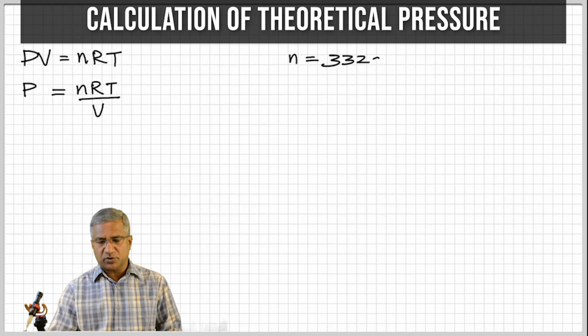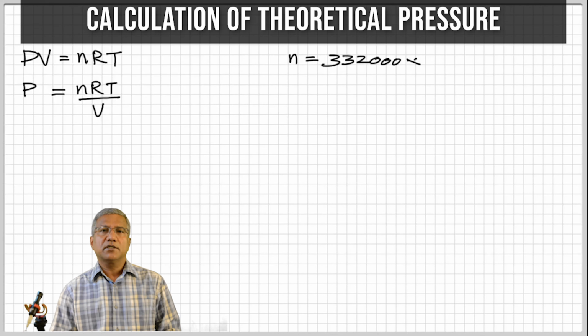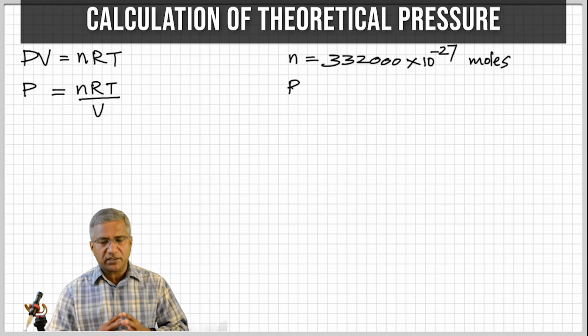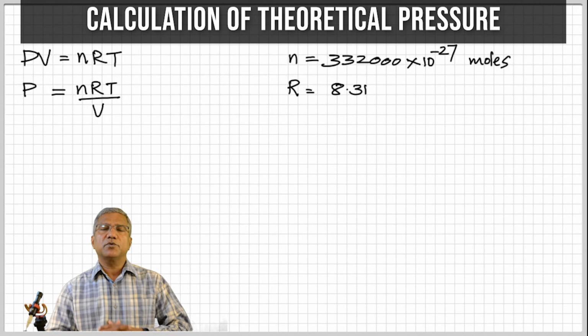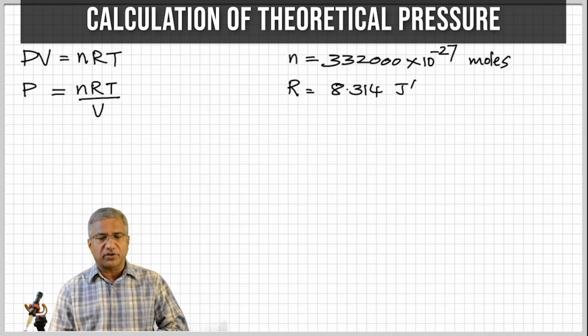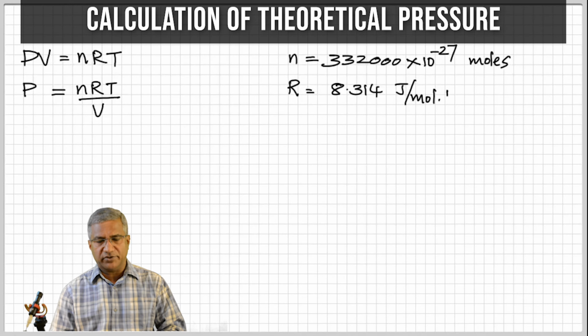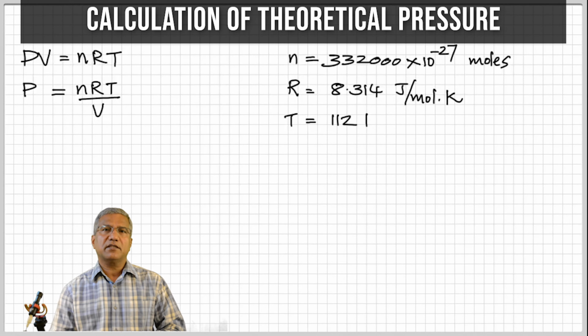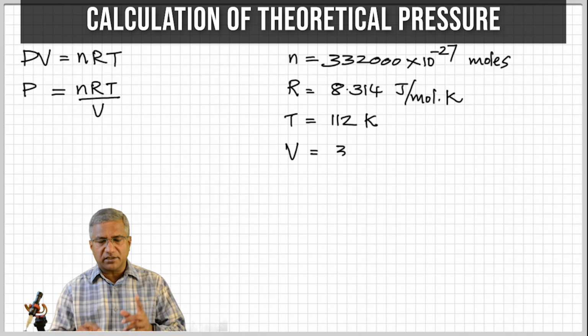The number of moles was 332,000 times 10 to the negative 27 moles. So that's the number of moles we got. The universal gas constant is 8.314 joule per mole Kelvin. We are maintaining the temperature at 112 Kelvin.